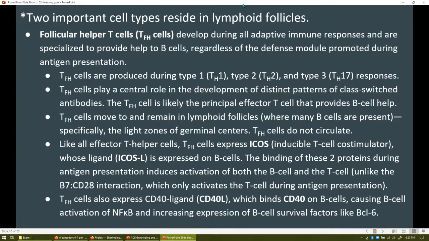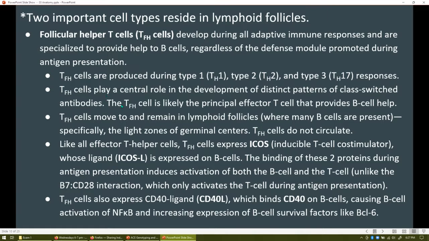Finally, let me explain these in a little bit more detail. Follicular helper T cells, TFH cells, they develop during all adaptive immune responses, and they're specialized to provide help to B cells, regardless of the defense module that is being promoted during antigen presentation. So regardless of what kind of pathogen it is, you're going to make follicular helper T cells. So TFH cells, those made during type 1, 2, or 3 responses, they're going to play a role in the development of distinct patterns of class switch antibodies. So because you're making TFH cells of a certain kind, you may have a strong IgA response, or a strong IgG response, or a strong IgE response.